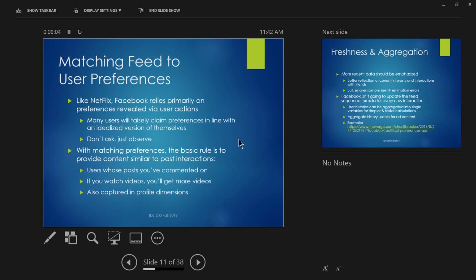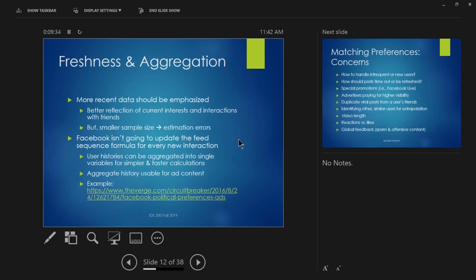If it was something you interacted with, if you spent time looking at it, if you liked it, if you left a comment, if you shared it, Facebook says, that's something you are interested in. So it looks at users whose posts you've commented on. If you watch more videos, if you click on it and watch the whole thing through, or you ask to see the high-res version of it. And there are profile dimensions. Facebook tries to estimate what it can about your profile. Based on all that kind of data, they're going to try to estimate what you want to see.